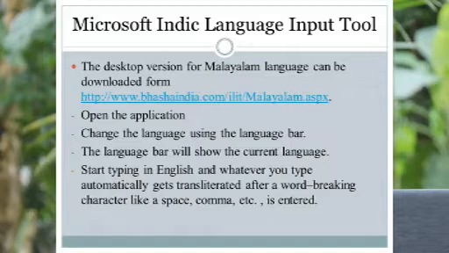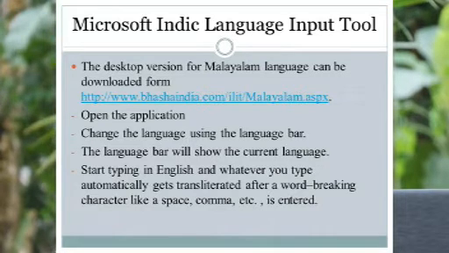Change the language using the language bar. Then the language bar will show the current language. If you select Malayalam, it will show that as the current language. You can now start typing in English, and whatever you type automatically gets transliterated after a word breaking character like space or comma is entered. You can also use the visual keyboard for typing.